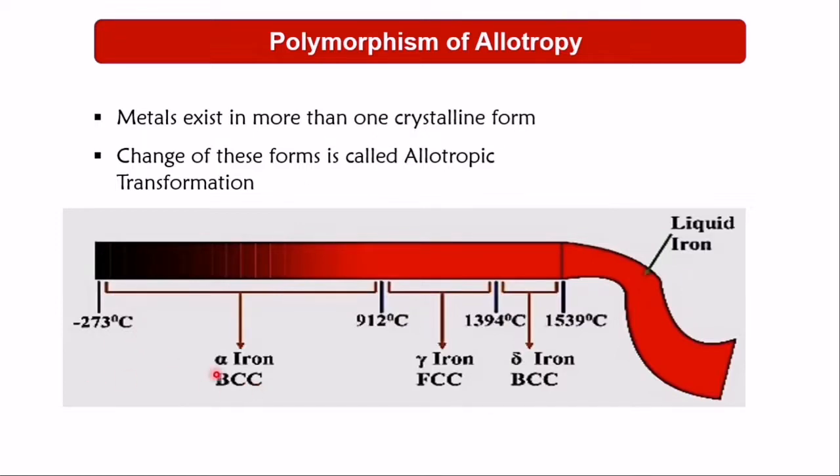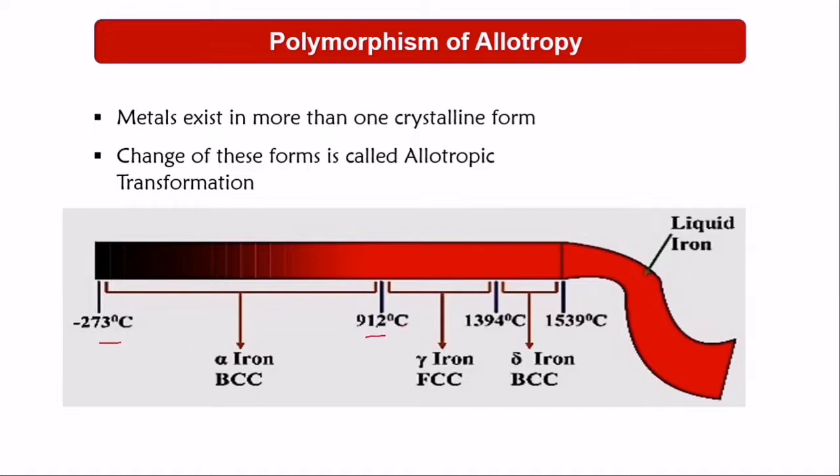So now we're going to look at the allotropes of iron. Now I'm going to bring this one down for you. When you take iron, we have three forms: the ferrite, the austenite, and the delta iron. When you hear alpha, the alpha represents the ferrite, the gamma represents the austenite, and this is the delta iron. So we have some changes, right? Between the temperature of negative 273 degrees to 912 degrees, we have BCC ferrite.